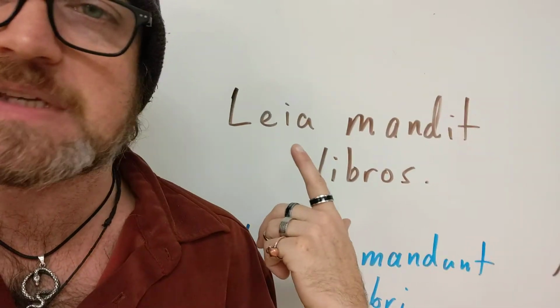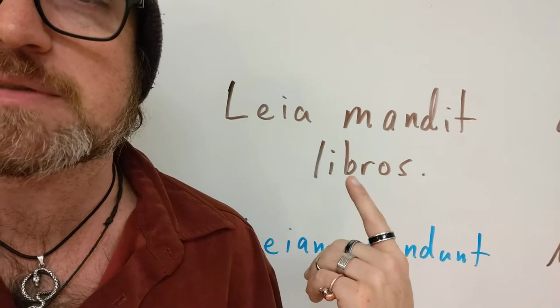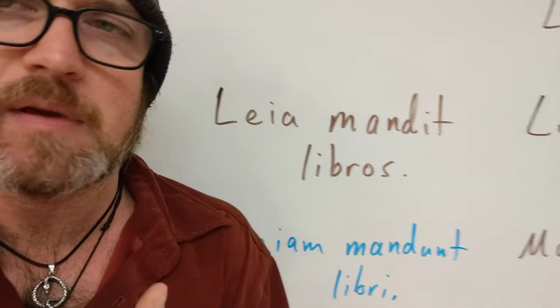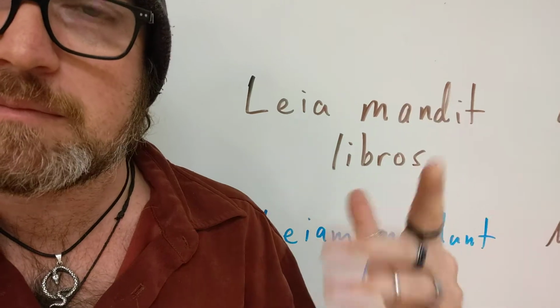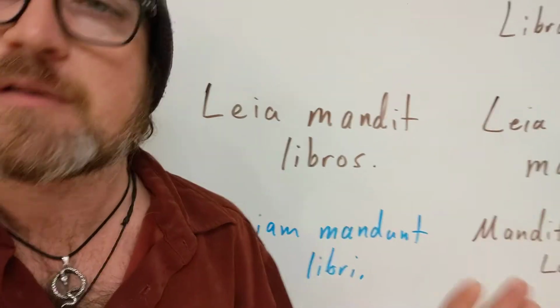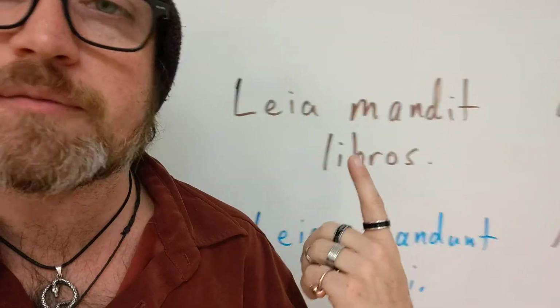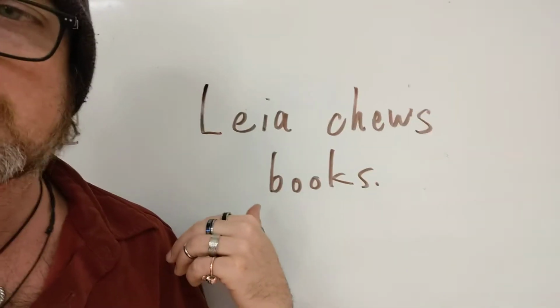So here I've written the same sentence, but in Latin. Leia, choose books. All right? And I know that if you are in Latin 1 and you're seeing this for the first time, you're not going to understand the context of all these endings. That's fine. Don't worry about that detail. But just know that this means Leia, choose books. And I've written it in the exact same order as this.